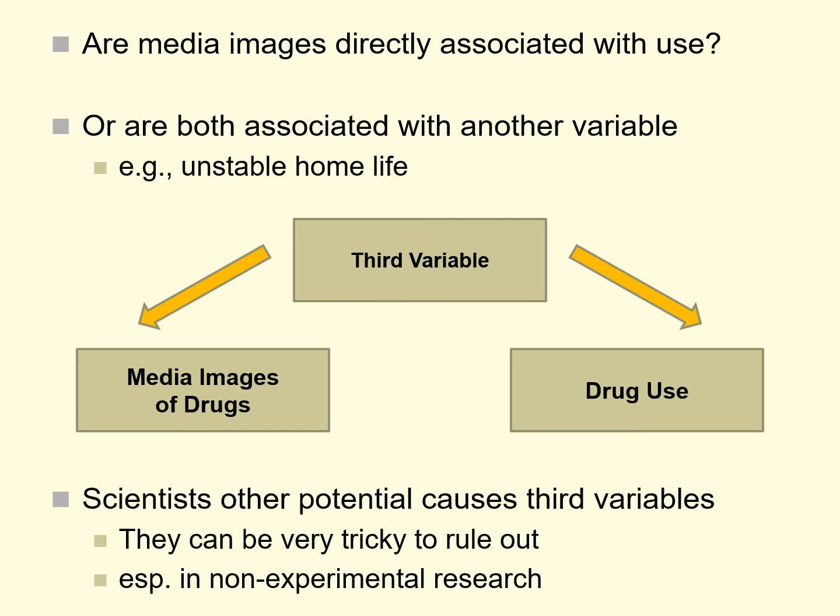I'm highlighting this possibility because it's an example of something that comes up a lot in science. Scientists call these other potential causes, like in this case, unstable home life, which I'm kind of tossing out there as a possibility, third variables: variables which could account for an apparent relationship between your primary variables. Our primary variables are media images of drug use and actual drug use.